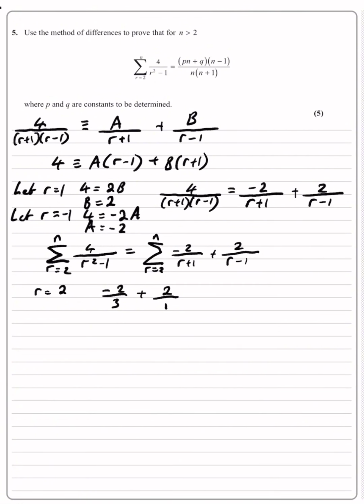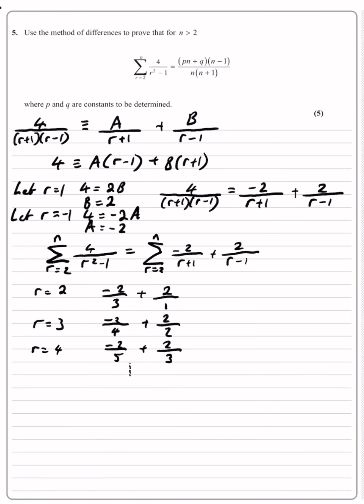For r equals 3, we're going to get minus 2 over 4 plus 2 over 2. For r equals 4, we're going to get minus 2 over 5 plus 2 over 3. At this point, you can see that we've got the minus 2 over 3 and the plus 2 over 3, and that's where the cancelling is going to begin.